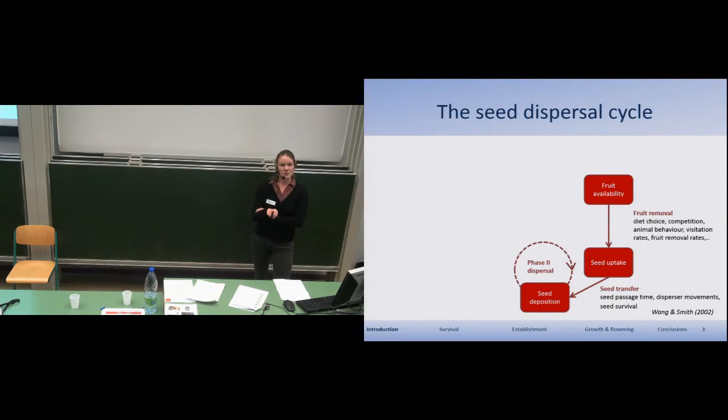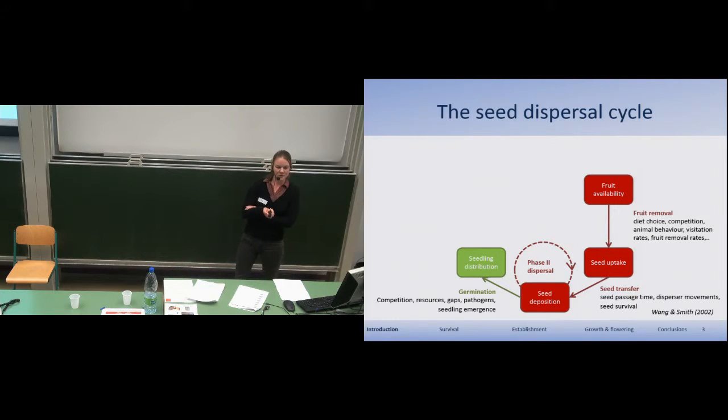In some cases, there is a phase 2 dispersal. For example, when dung beetles are active at the site, they can take away little pieces of dung, including those seeds, and put them away somewhere else. But today I will focus on the process of seed dispersal itself.